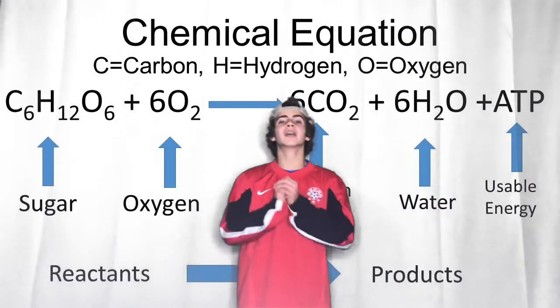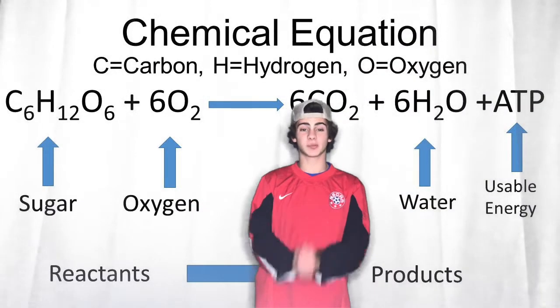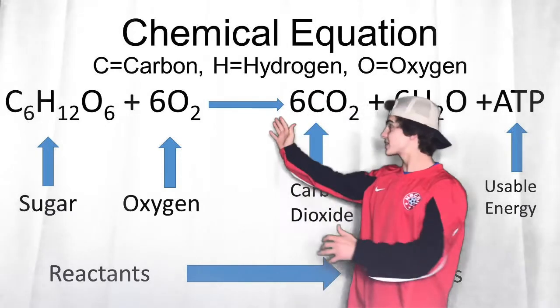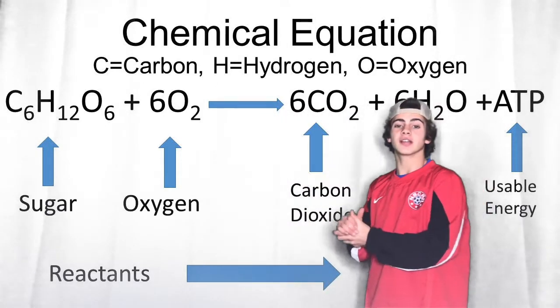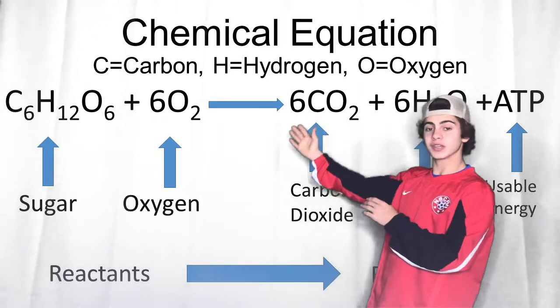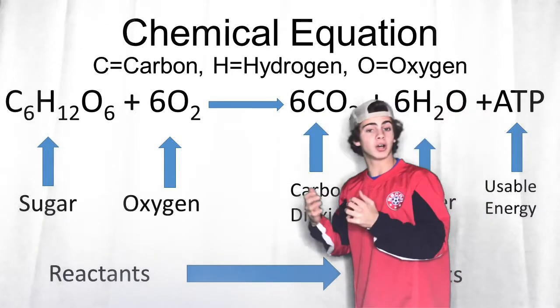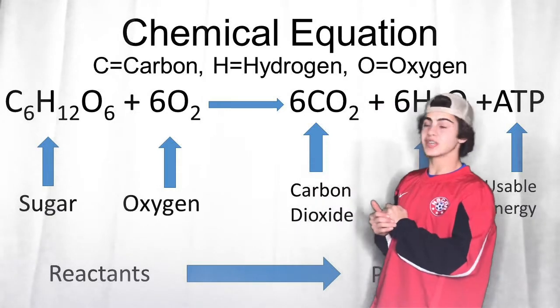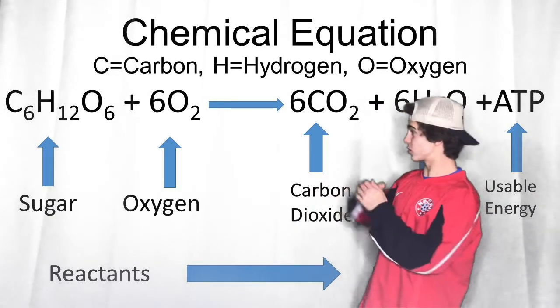Alright, this is the chemical equation for cellular respiration. Over on this side we have the reactants, that's glucose and oxygen: C6H12O6, which is the glucose, plus 6O2, which is the oxygen. Like I said, those are the reactants.